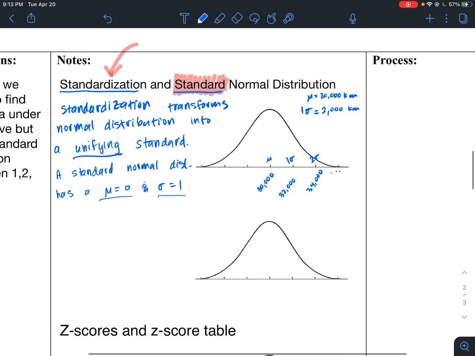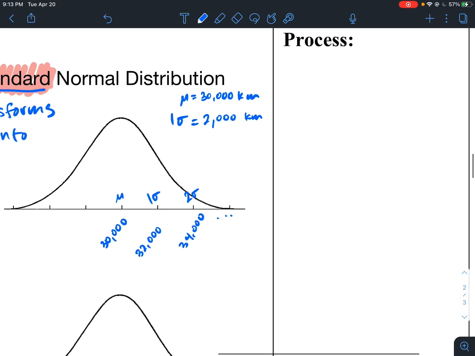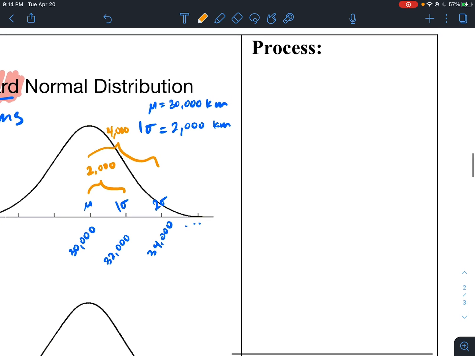So how I do that is this process right here. I know that the distance from here to here, for one standard deviation, is 2,000, because it's given to us that 2,000 is the standard deviation in this specific problem. The distance from here to two standard deviations would be 4,000. So let's take the example of this one right here, and I can find how far away this number is.